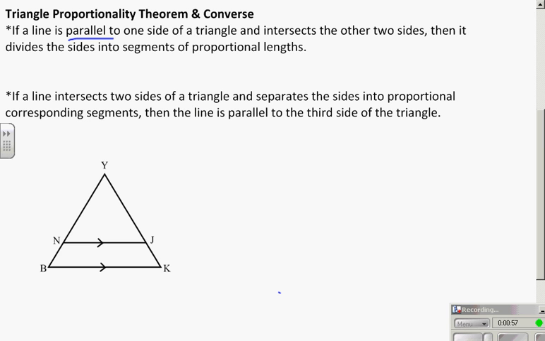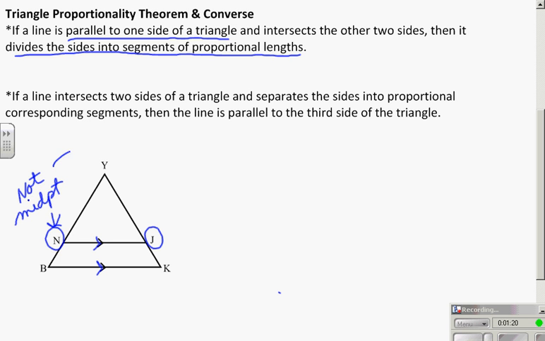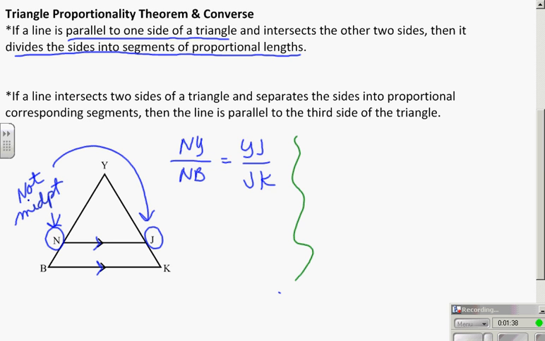So we're talking about a line parallel to one side of the triangle, and it divides the segments into proportional lengths, not equal, proportional. So we have the parallel, and instead of having equal here, because these are not midpoints, what we get is a set of proportions: NY is proportionate to NB at the same rate that YJ is proportionate to JK. Now there's a caution here.